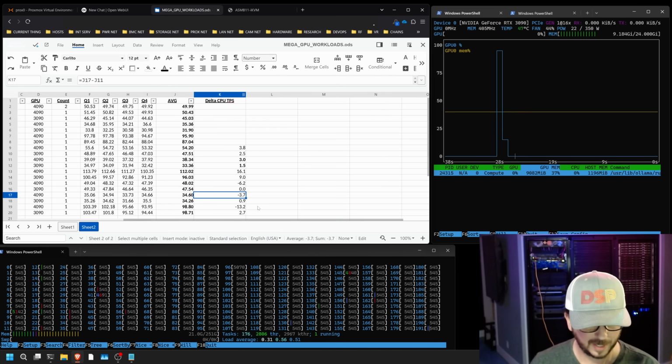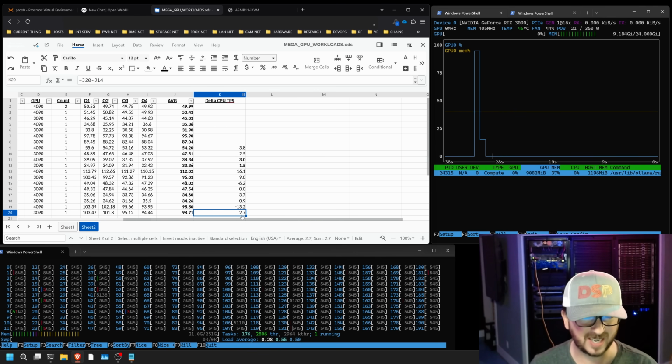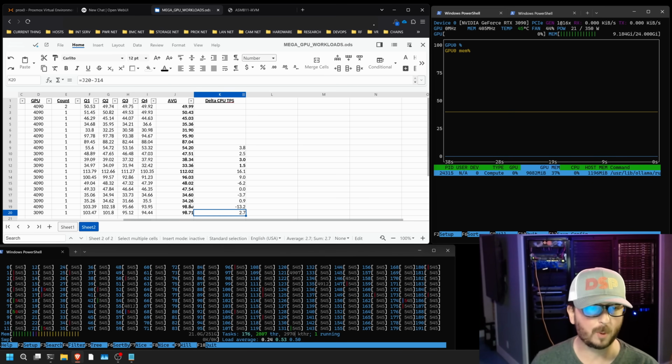So we did see a little bit of uptick actually on that one versus the 5955WX. But again, these scores are very similar to what we were seeing between the two. So 98.8 and 98.7, 34.6 and 34.26, 38.02 and 47.54. I think there's got to be something in that in particular.